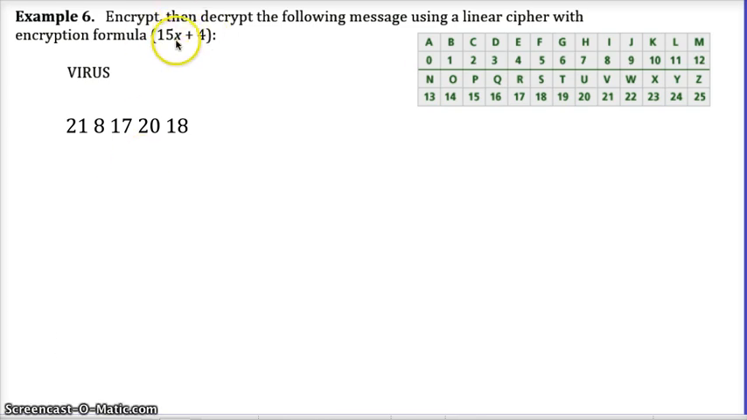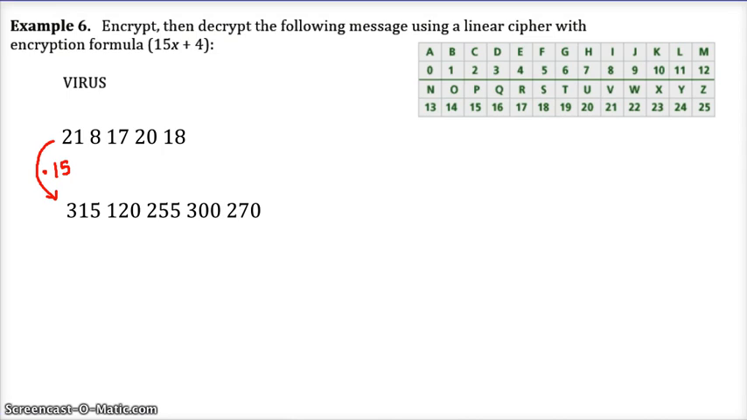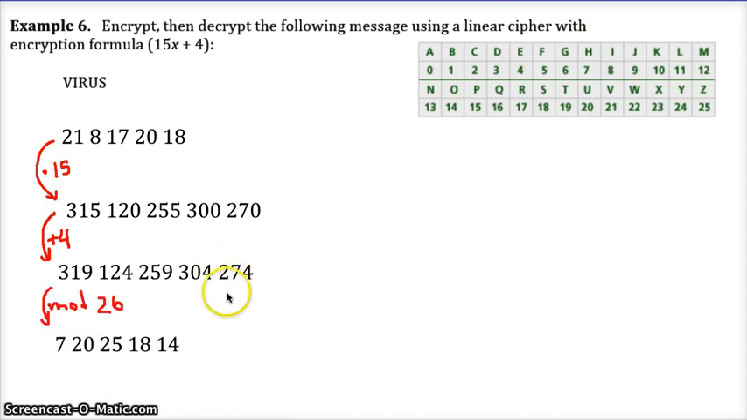Then by order of operations, of course, we multiply by 15 first. There we go, and now we're going to add 4. And then just as before, we're going to mod all these by 26 to get back into the alphabet. And I realized a little oops there. I had a 270 before, it should be 274. Mod that by 26 and change that back to letters. And there's our encrypted word.